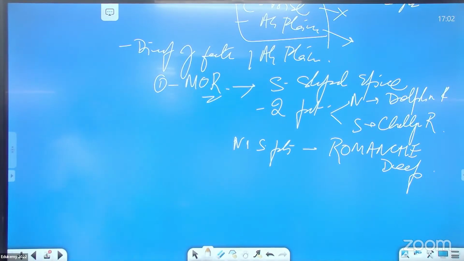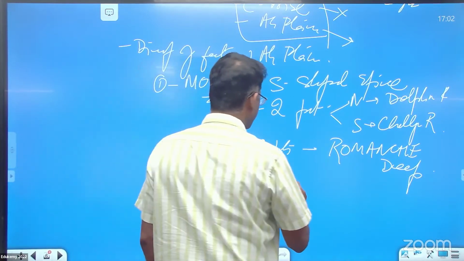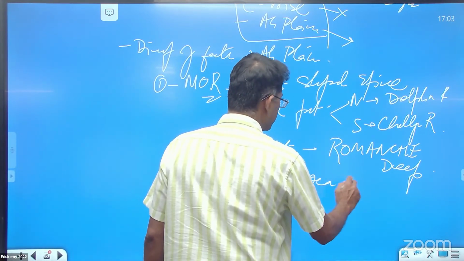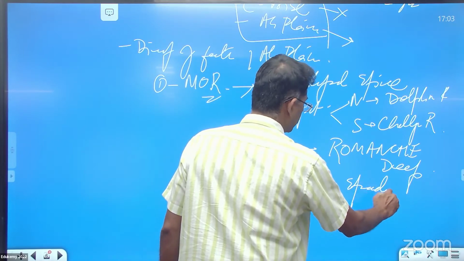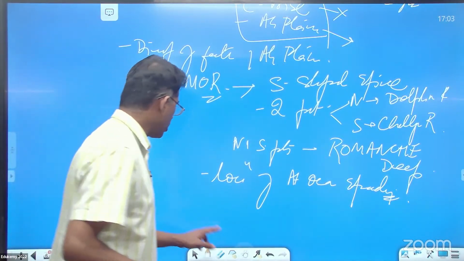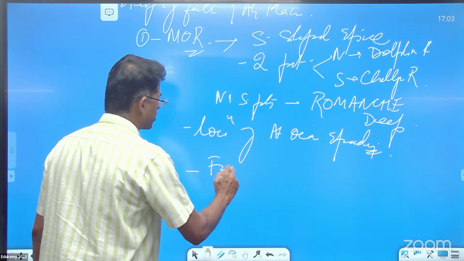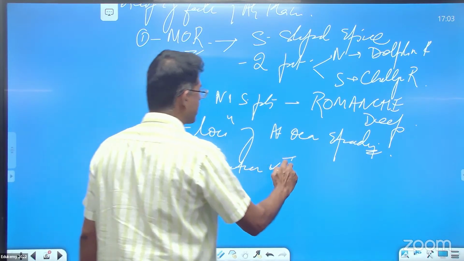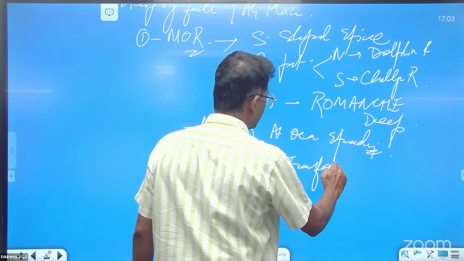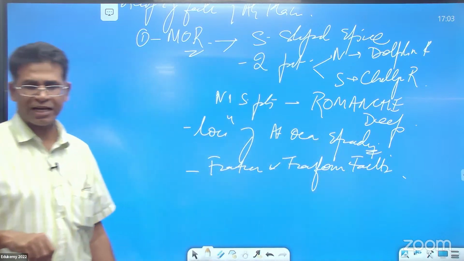Okay, the ridge is the location of the Atlantic Ocean spreading, and it has fractures and transform faults.